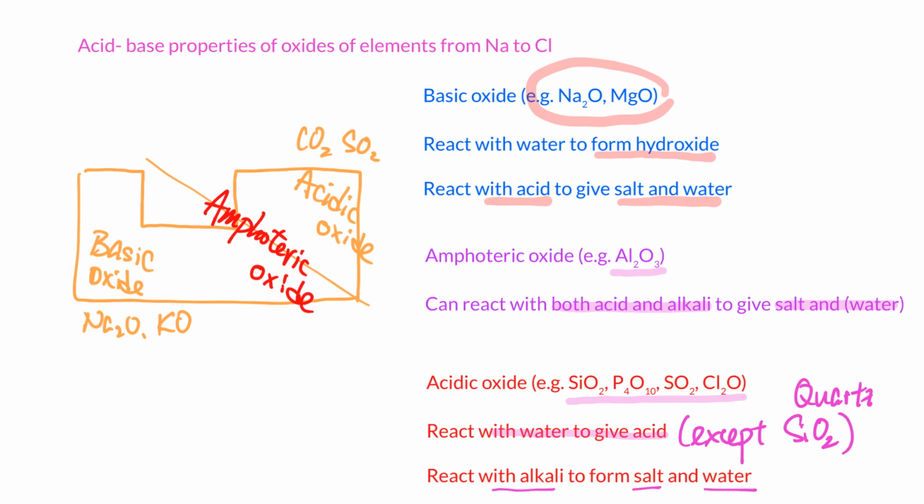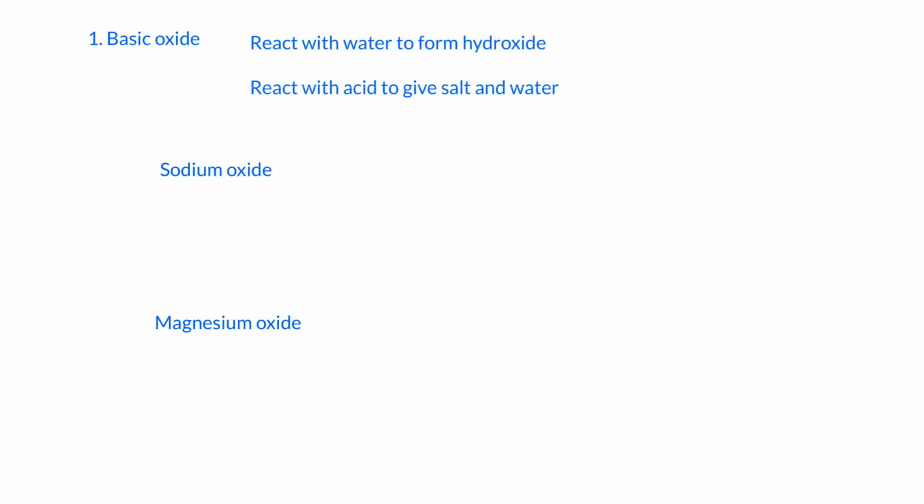So these are the three terms: basic oxide, amphoteric oxide, and acidic oxide. Memorize this periodic table, then you can remember how it changes gradually. For the first one, basic oxide, just as we mentioned, they react with water to give hydroxide, and they react with acid to give salt and water. In this section, you just remember each of the oxides and the equations involved.